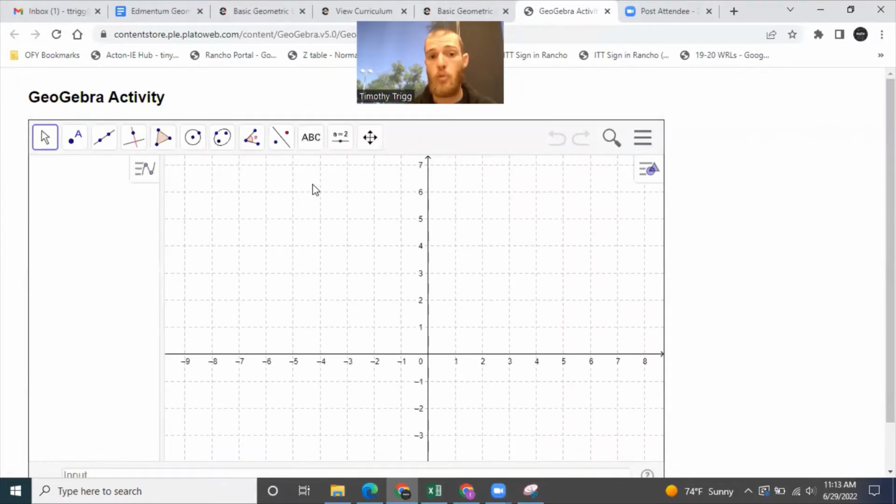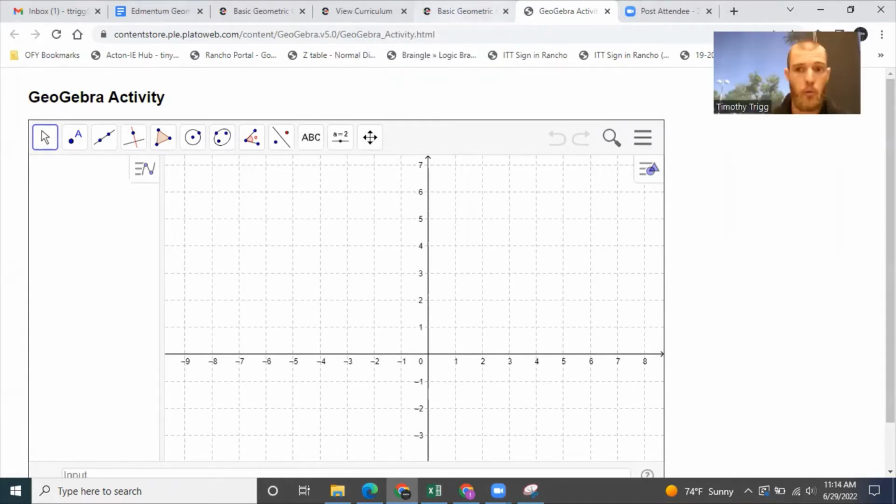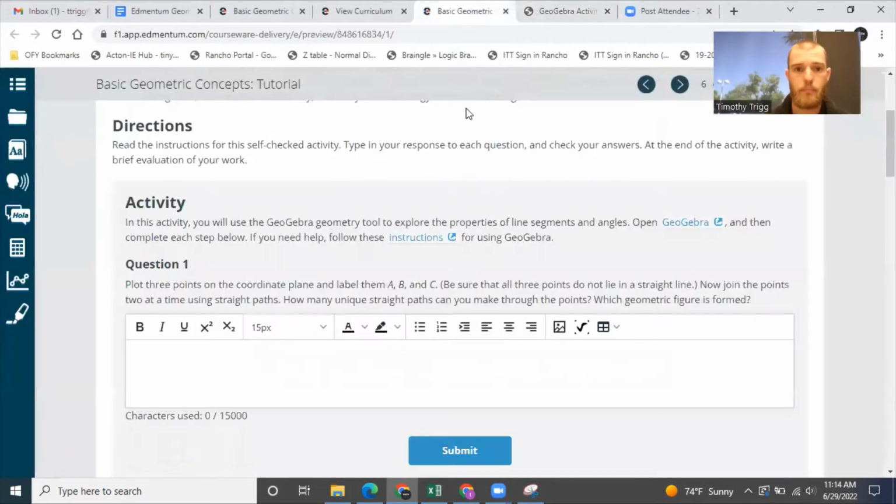You have to know this piece of software, okay? This piece of software is going to be part of not just this lesson, but in many lessons to come throughout the rest of this geometry. So you really need to know and be able to work with this software. So open it up and we'll go ahead and get started.